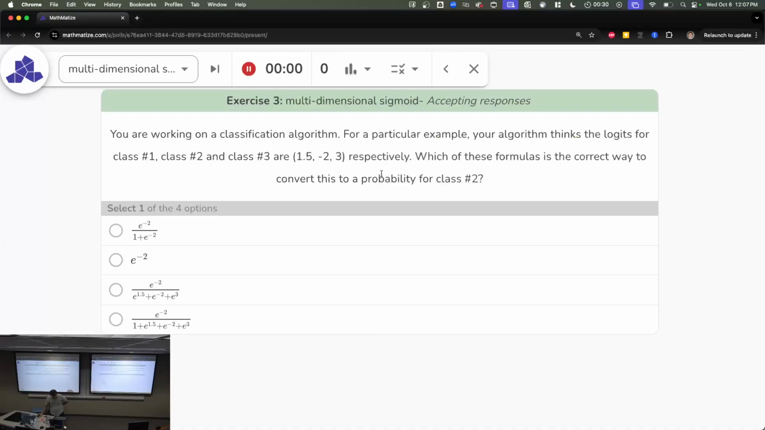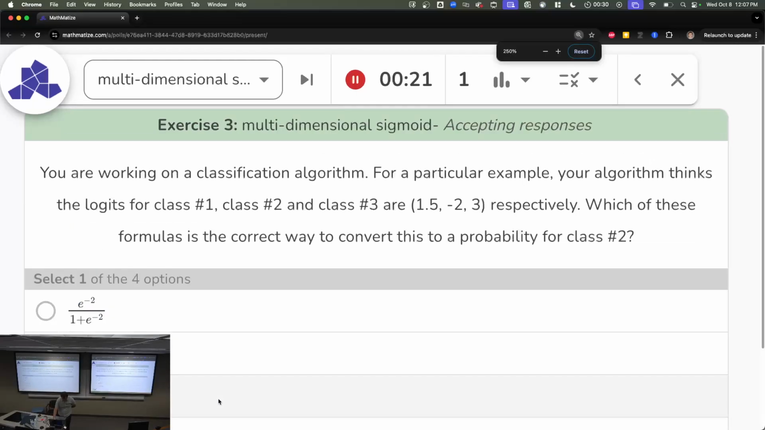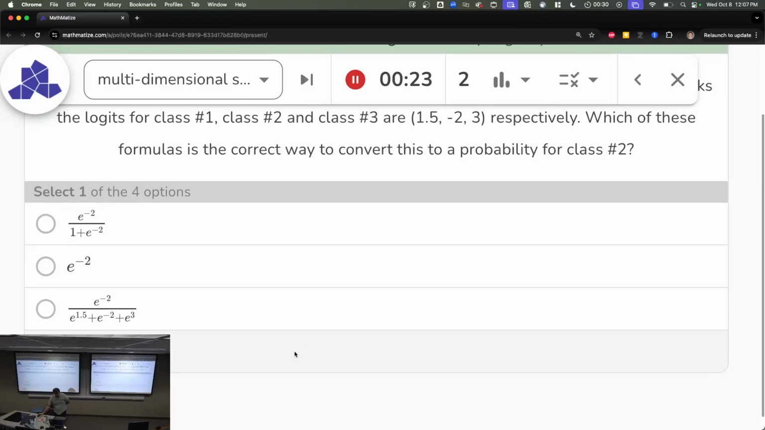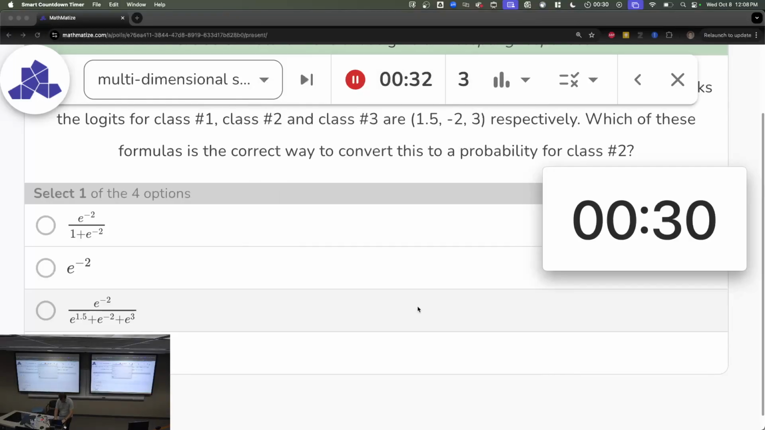Multi-dimensional sigmoid. Okay, we need a multi-dimensional version of the sigmoid. So here is the thing where we have 3 classes, class 1, class 2, class 3, and the y values, the logits, came out to 1.5, -2, and 3. How are we going to convert these to the probability of class 2? I have a few different possibilities. If you watched the video and have good notes, you'll see it right away. But if you don't, you should be able to puzzle through which of these could possibly be correct. Okay, I will open that up for a few minutes.